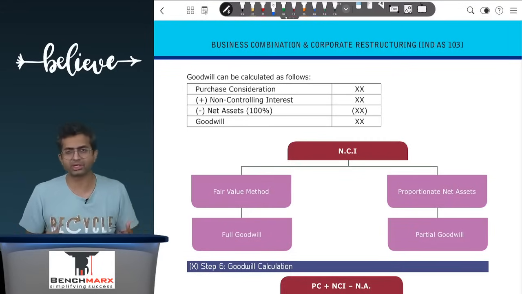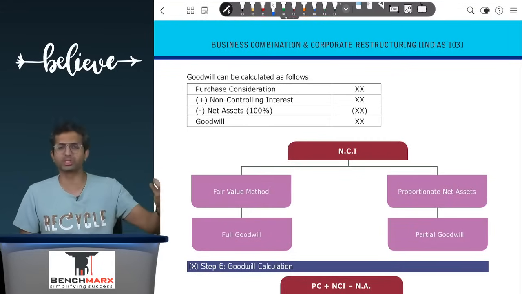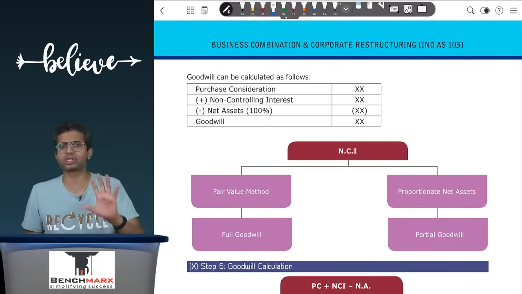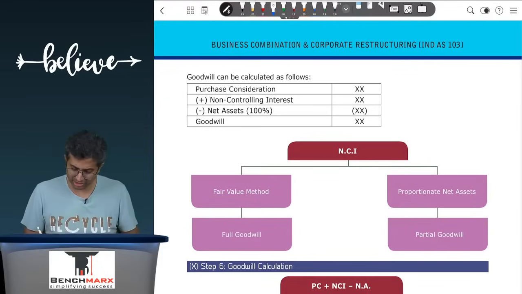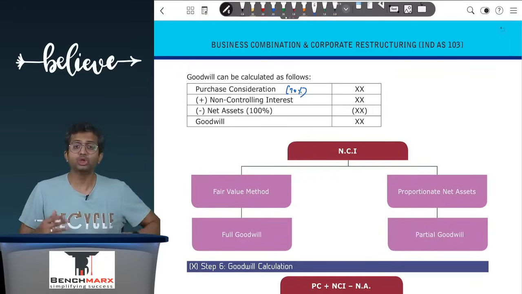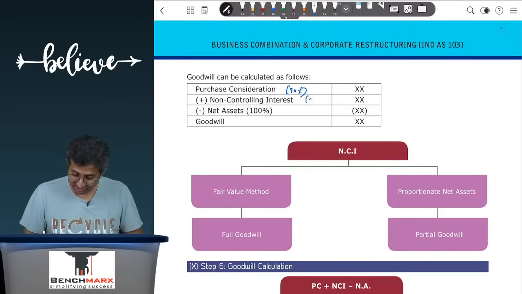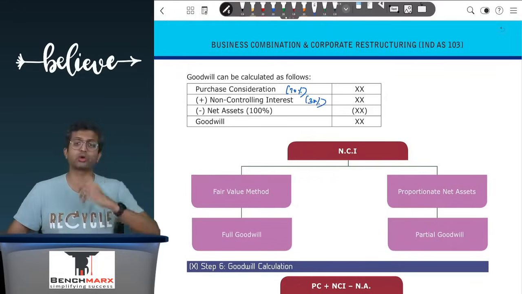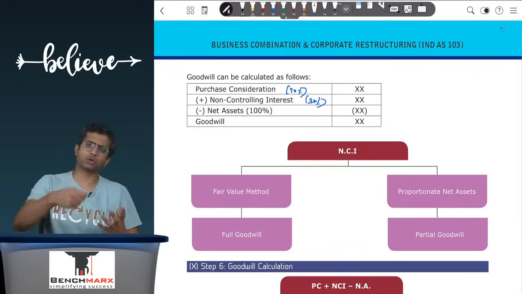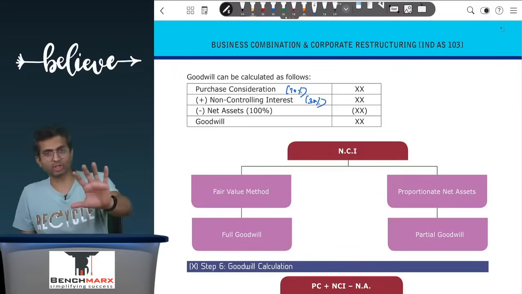However, in a holding-subsidiary relationship, it is not necessary that you take over 100% of the business. Hence, if you compare PC, which is 70%, with net assets, which is 100%, that is not an apples-to-apples comparison. So you take PC, which is for 70%, plus NCI, which is for 30%. So for the entire business, 100% of the business, of which 70% you have acquired and paid for, and the remaining 30% you have not yet acquired and paid for.